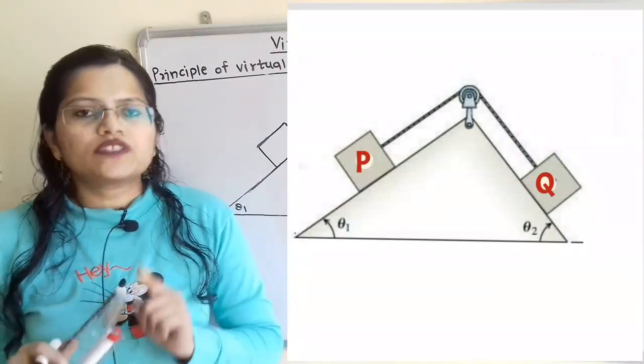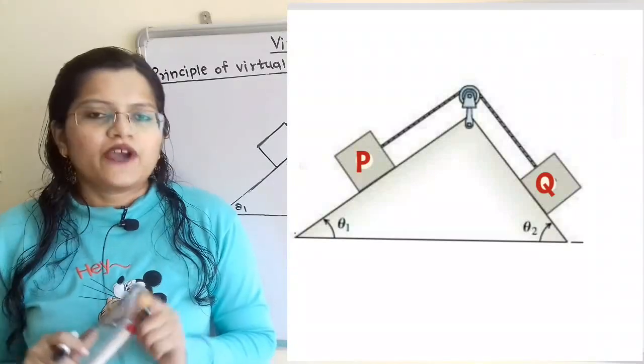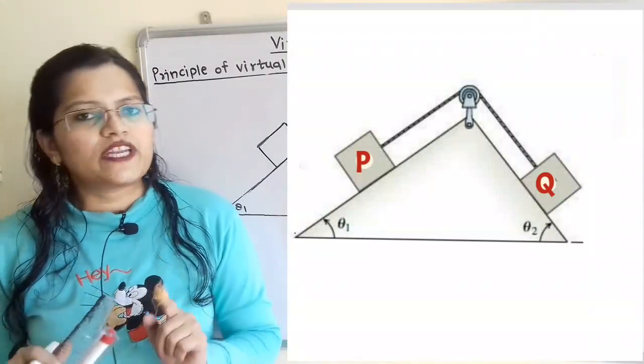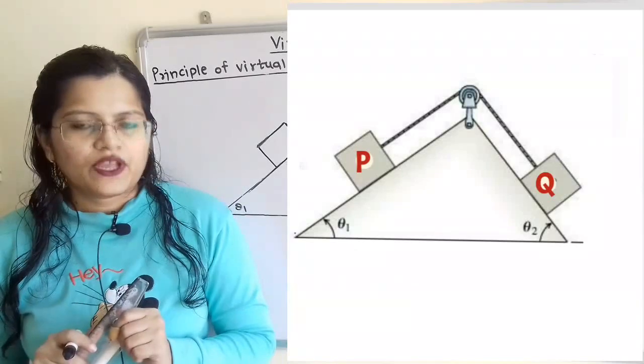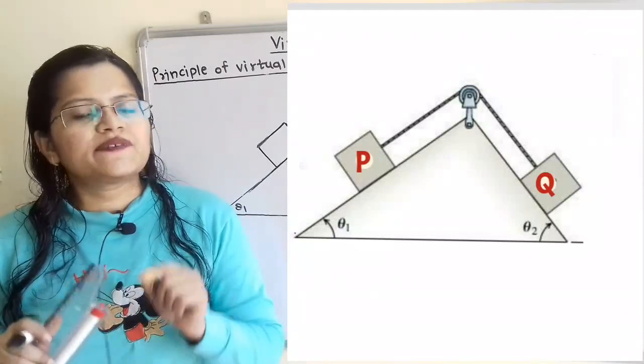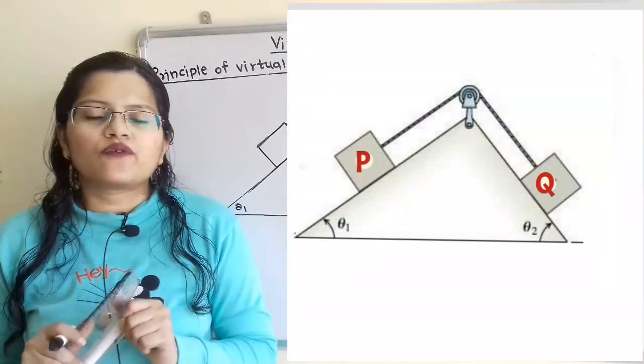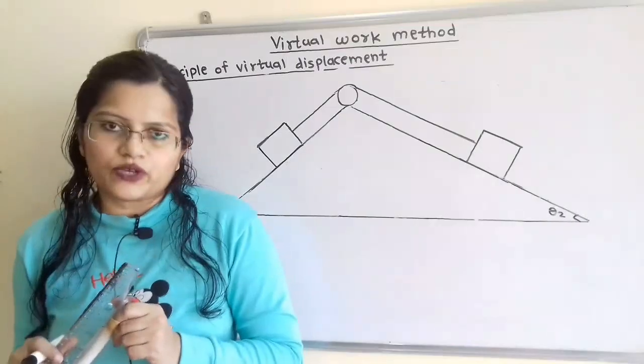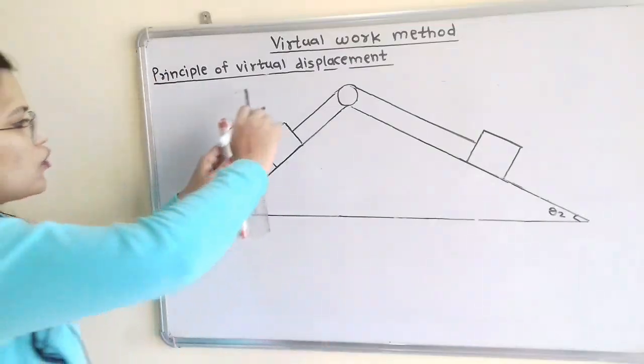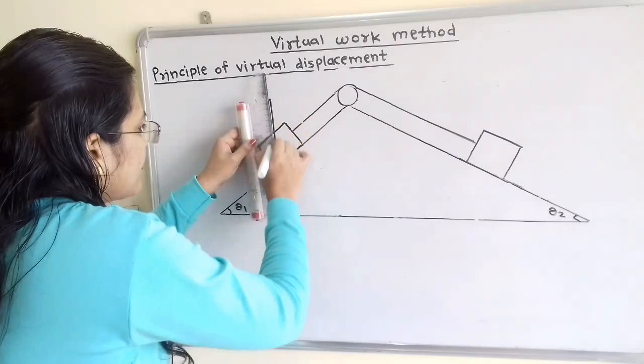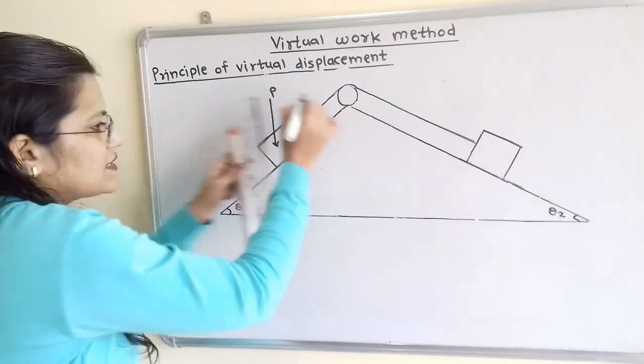There are two blocks with loads P and Q, which are attached to the pulley with the help of a string. We have to show these loads, which will act in the vertically downward direction passing through the pulley. So I will show here the load P and this is the load Q.